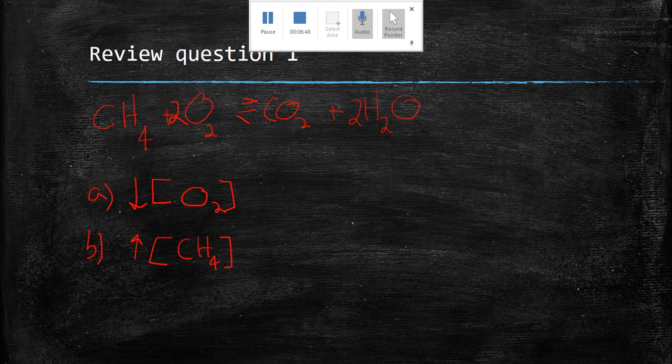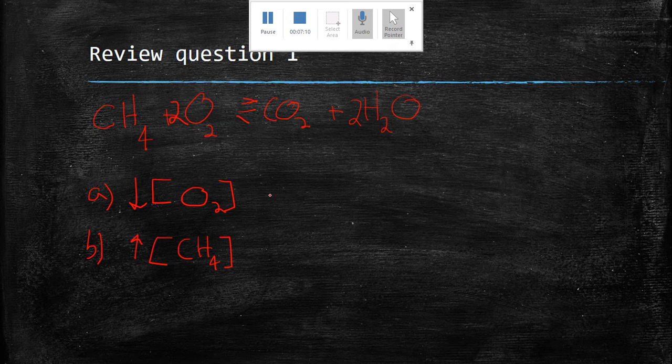Now, we've got our first review question. Here we have methane reacting with oxygen in order to give carbon dioxide and water. So what's going to happen if A, we decrease the concentration of oxygen, or B, we increase the concentration of methane? I'm just going to let you pause it if you want to give it a shot. We'll work through it in a second.